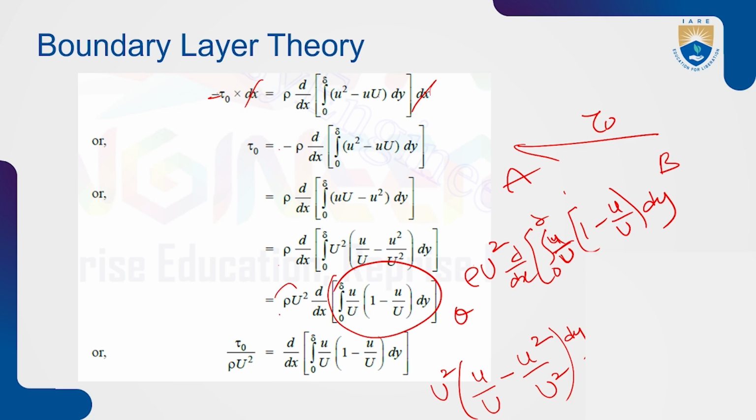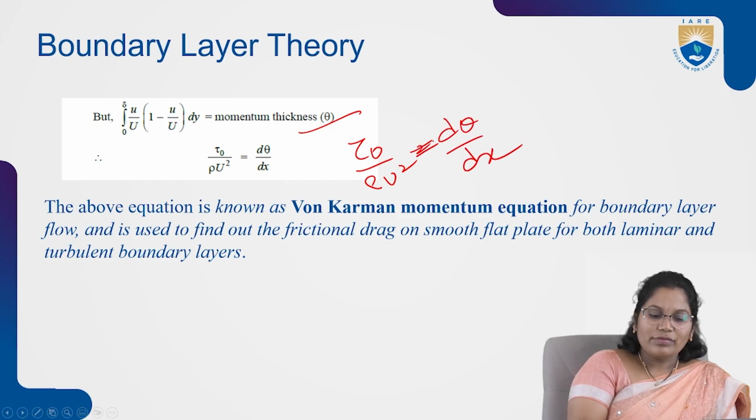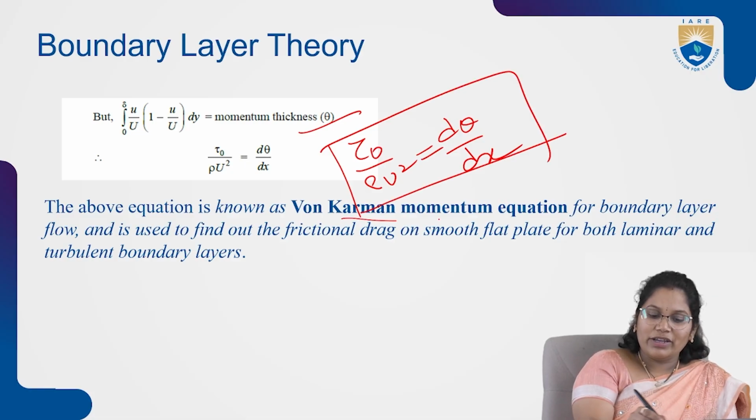So yeah, these both we take on the left hand side so that your equation has become tau naught by rho u square equal to d by dx of your momentum thickness. So the equation has become tau naught by rho u square is equal to d theta by dx. This is what the von Karman momentum equation is.